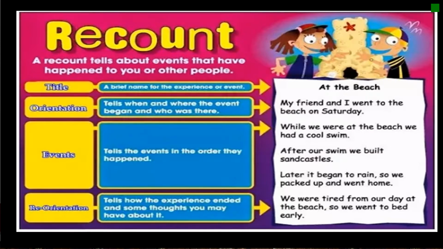Now in the end, or the reorientation, we're going to tell how the experience ended and some thoughts that you may have about it. We were tired from our day at the beach, so we went to bed early. So that's a good example of recounting the events of the day at the beach. It answers who was there, my friend and I, and where were we? We were at the beach. When? It was Saturday. And what happened? We were swimming and building sand castles. So those are all those important W questions answered.